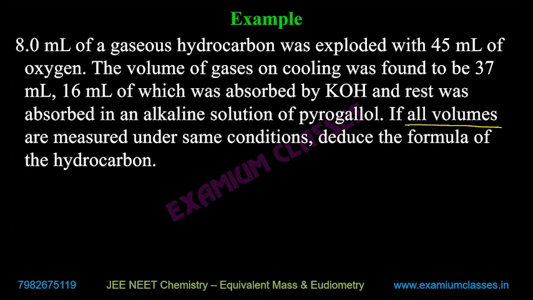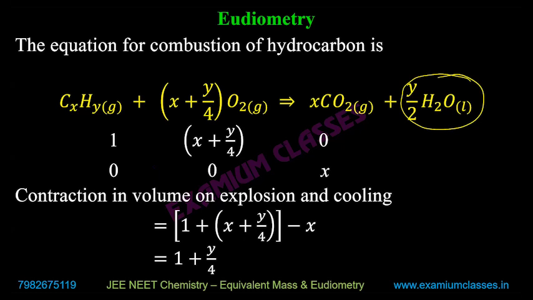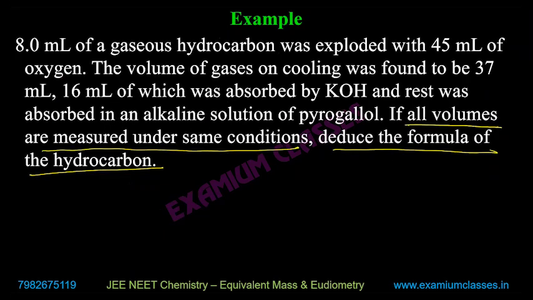If all volumes are measured under the same conditions, deduce the formula of the hydrocarbon. So find the formula of the hydrocarbon if temperature and pressure remain the same. Now understand it, and we are going to make use of this thing. What is here? Here it is written that you have 8 milliliters of gaseous hydrocarbon and 45 milliliters of oxygen, giving a 37 milliliter mixture.